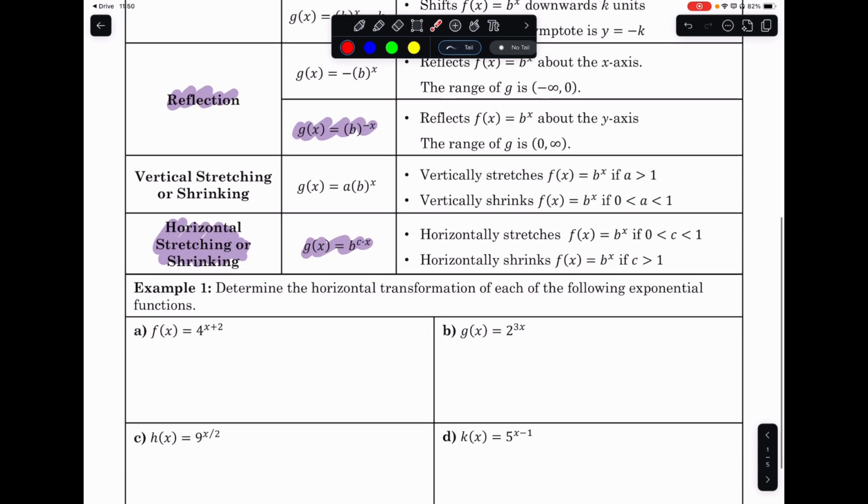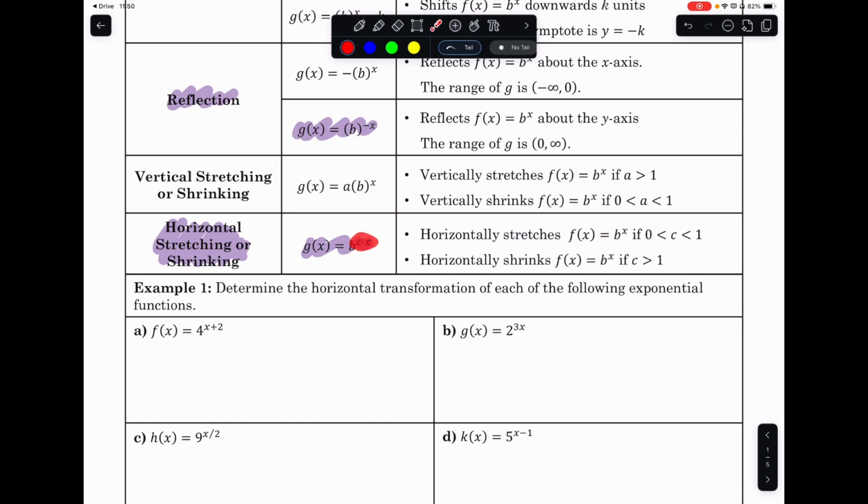Just to finish the recap, a vertical stretch is the result of multiplying a scalar by b to the x, which is the general form of writing an exponential function, where the value of a is essentially our y-intercept. If the value of a is a number bigger than 1, it results in a vertical stretch, but if it's a number less than 1, still positive, it results in a vertical shrink. And then finally, we have our horizontal stretches and shrinks.